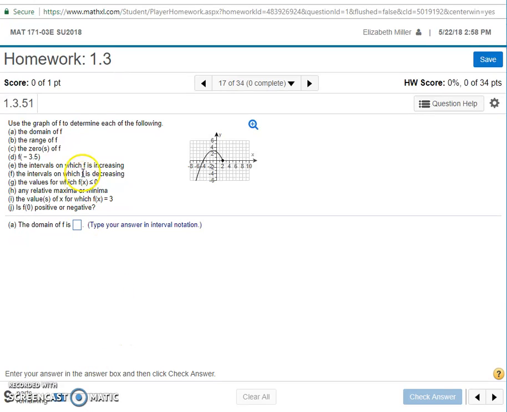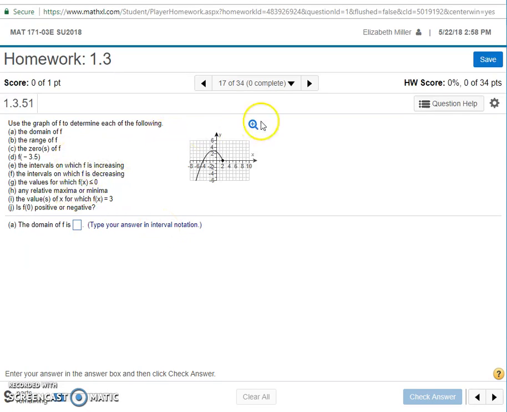This one is from homework 1.3 and this is my question number 17. Again, yours might be different. It just depends. They're all randomly generated. This one has lots of parts to it, and I picked this one because it's going to cover lots of things, and we're going to talk about making sure we pay attention to the instructions on how to type these into MyMathLab.